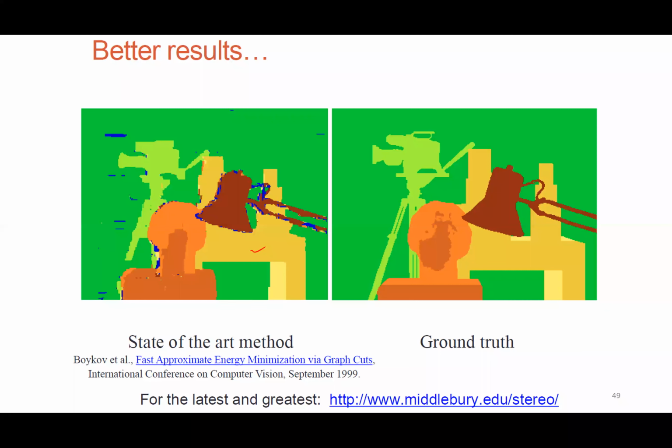And again, this is the web page, middlebury.edu. Please go through that. They have not only stereo, but I think multiple views, and there are other problems also. They have these kinds of evaluations. Under stereo, this is a very popular one.